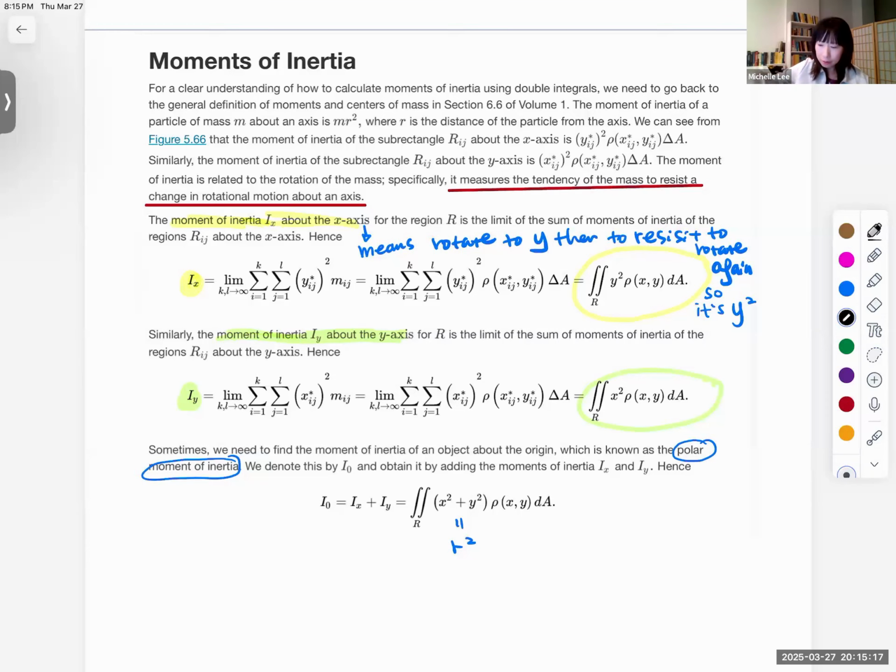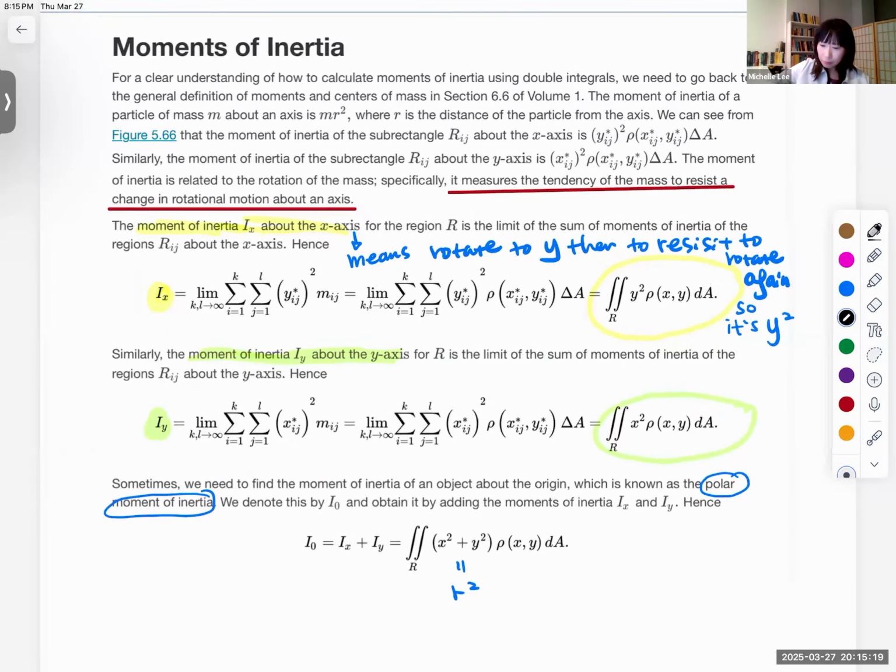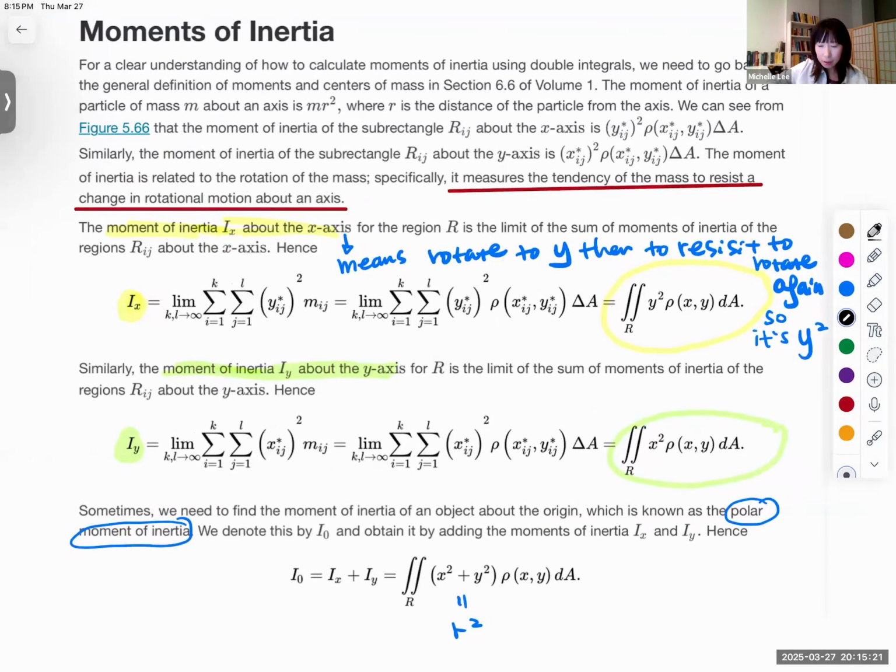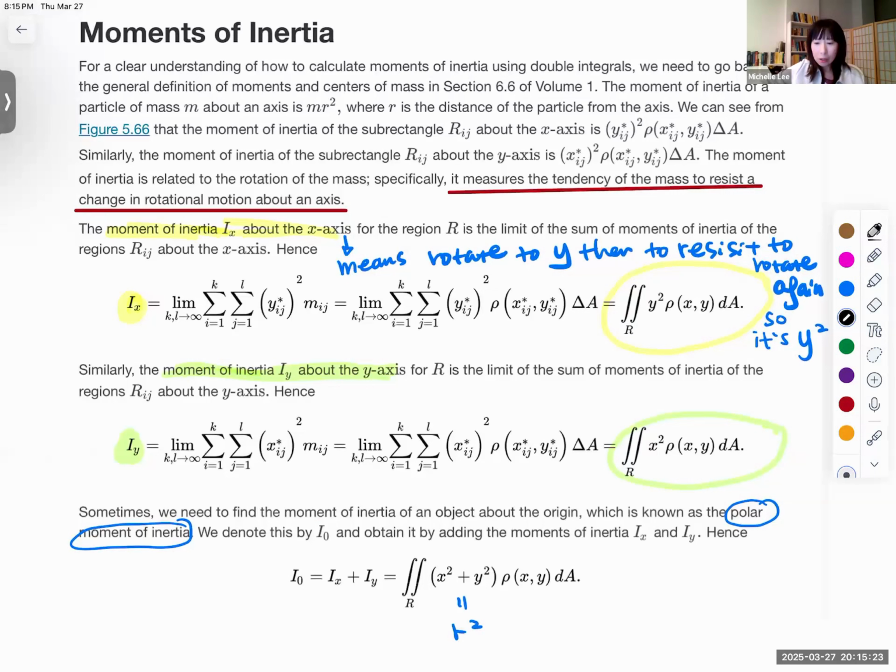Okay. Now we have moment of inertia. We talked about this one earlier, right? It measures the tendency of the mass to resist a change in rotational motion about an axis. Okay, so we have moments of inertia.